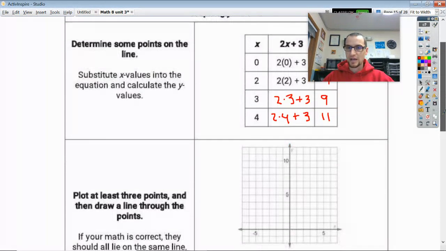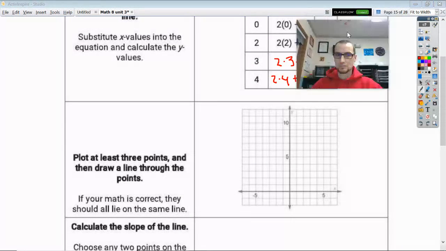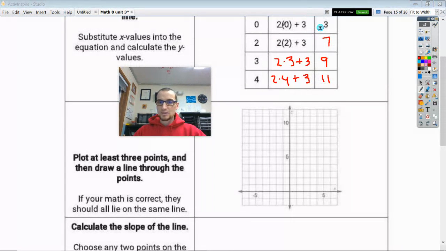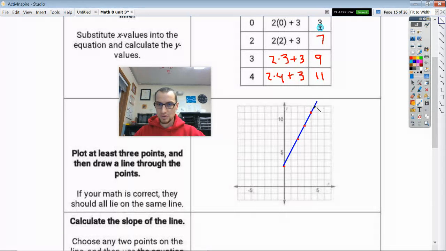Now plot those points on this graph. 0, 3. So 0 for x, 1, 2, 3. And then 2 for x, 7 for y. 1, 2, 5, 6, 7. There's 2, 7. 3, 9. And then 8, 9. There's 3, 9. And 4, 11. So 4, 10, 11. And if we've done our work correctly, they should all lie on a straight line, which they do.